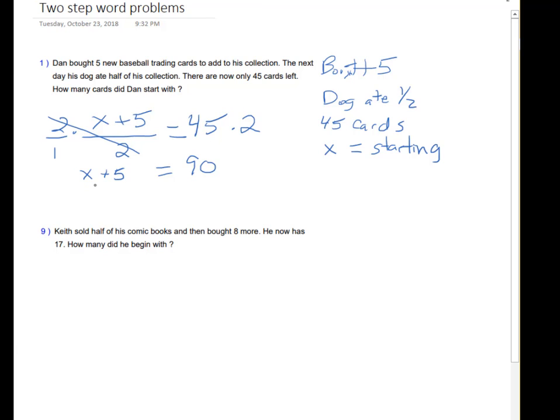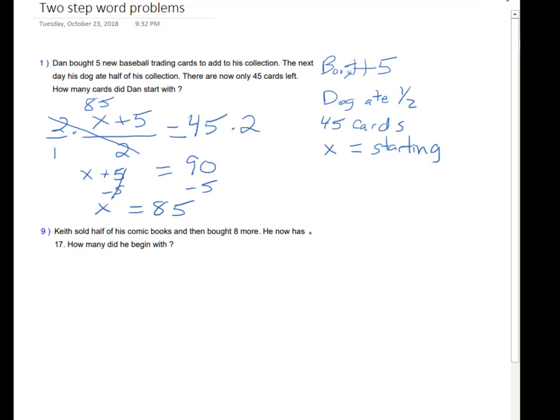To get the x by itself, we're going to do the opposite of the 5, which is a positive 5, so we will subtract 5. And if I do it to this side, I have to do it to this side. So this goes away, and we get x equals 85. Which, if we plug it back into our equation, makes sense. 85 for x. 85 plus 5 is 90. Divided by 2 is 45. So that works. We like that one.